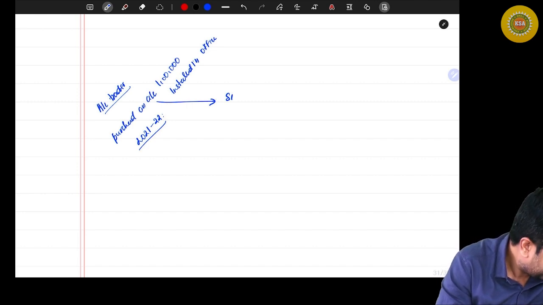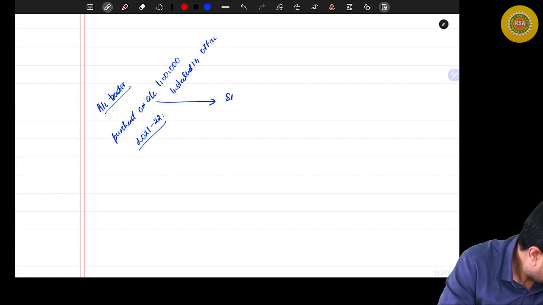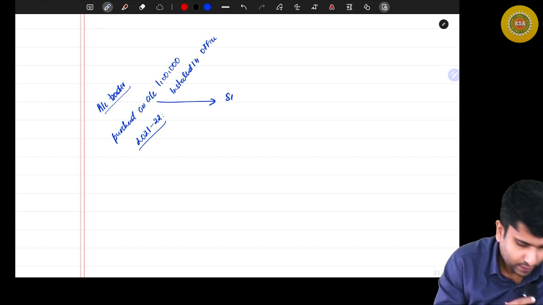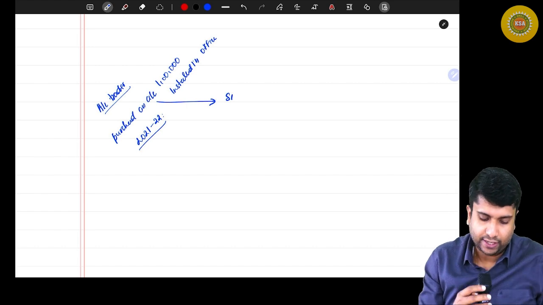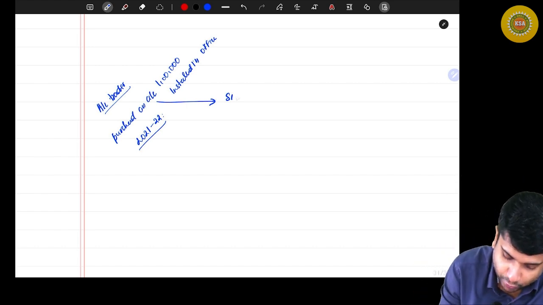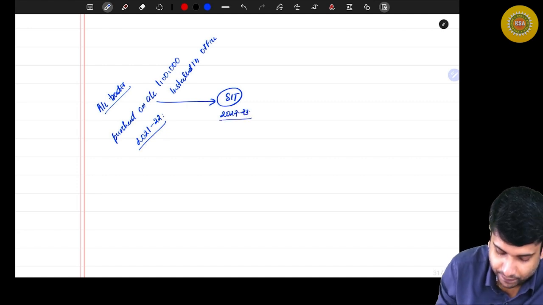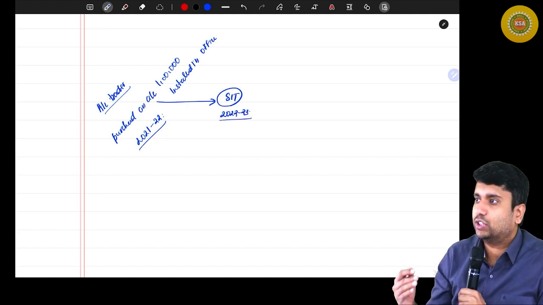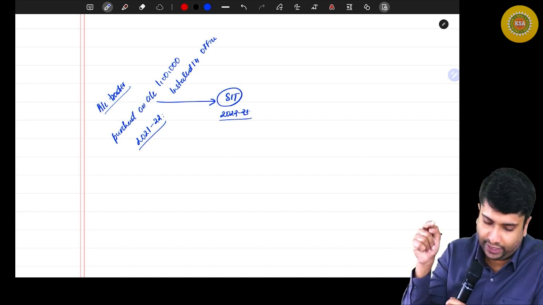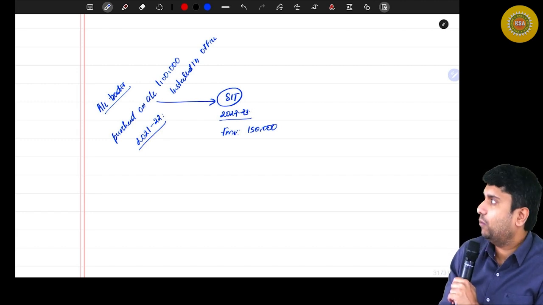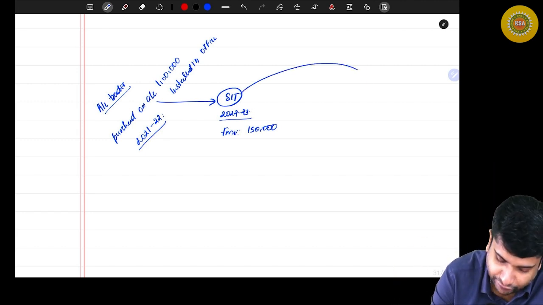Thereafter, I converted that AC into my stock in trade in 2022-23. At the time of conversion, the fair market value of the AC was, say, 1,50,000.